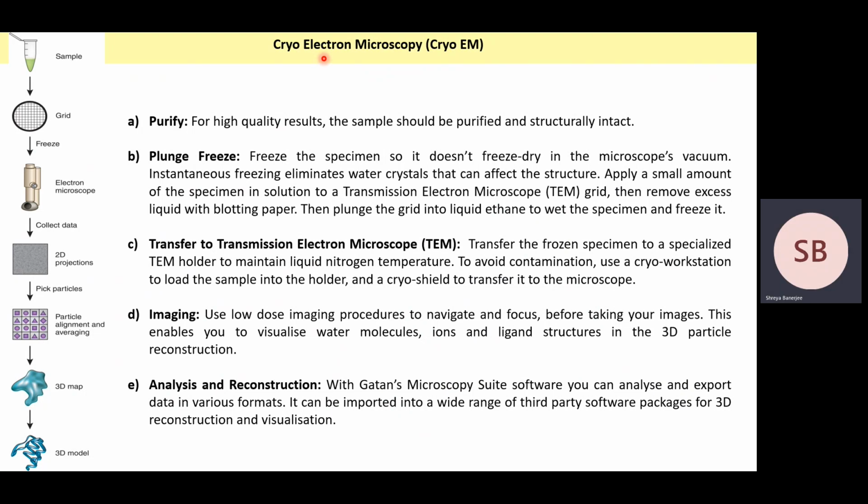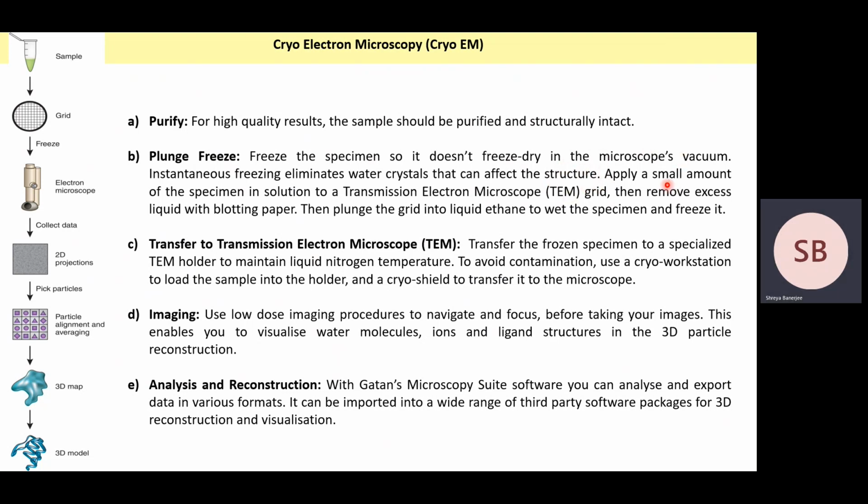So we have briefly looked into X-ray crystallography and also NMR. So now we will also look into cryo-electron microscopy. There are several steps in cryo-electron microscopy. Firstly, the sample should be purified and structurally intact. Then the sample is frozen by plunge freezing so that it doesn't freeze dry in the microscope's vacuum. This freezing must be very fast because that will eliminate water crystals, which will otherwise affect the structure.